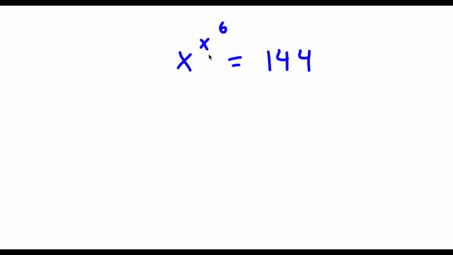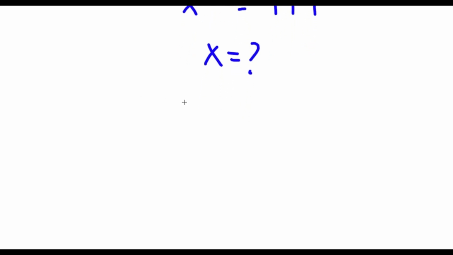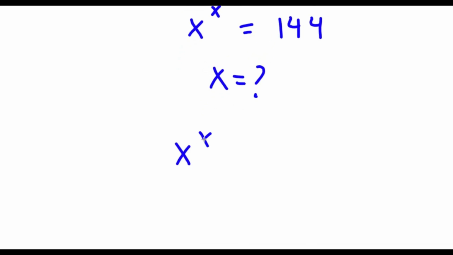Alright, so I have x to the power of x to the power of 6 is equal to 144. So I want to find the value of x. So to start, I'm going to take the power of 6 on both sides.